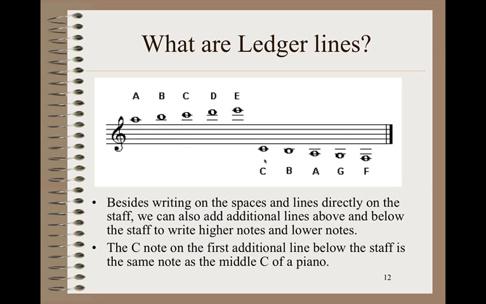Then we also have ledger lines below the treble clef. So here is C on the first ledger line. Then the next space would be B, followed by A on a ledger line, followed by G in a space, followed by F on another ledger line. So again, ledger lines can be both below the staff and above the staff. The key here is that this is where middle C is, similar to where middle C is on the piano.